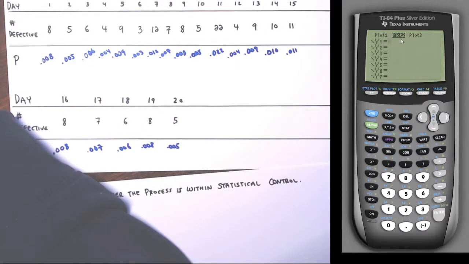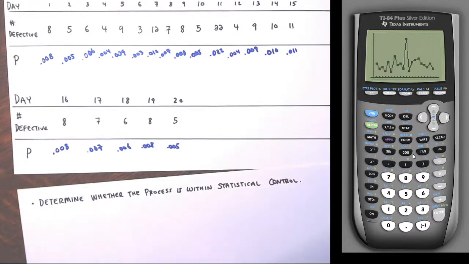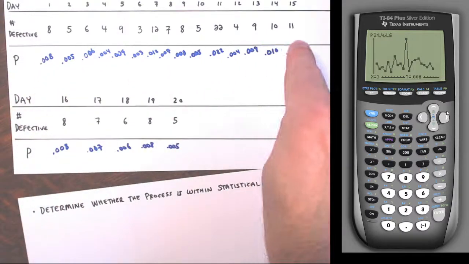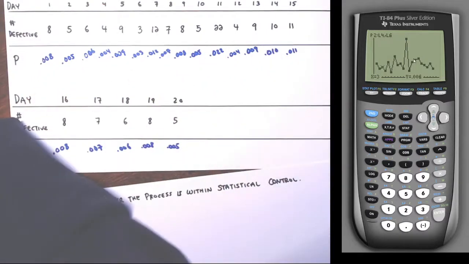So I'm turning plot 2 on, going zoom, stat, and there are the 20 different proportions from the 20 days. And if you'd like to take a look at them again, I hit the trace button. See, on the first day, there's the proportion of defects, 0.008. Second day, 0.005. Third day, 0.006. Exactly the same as my chart here, for all 20 days, all 20 of these points.